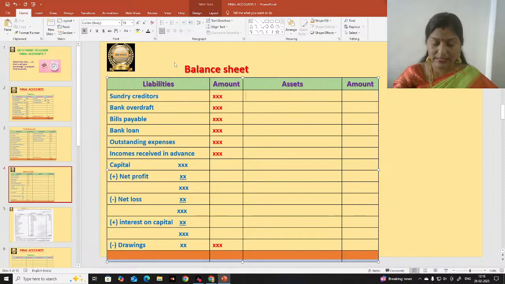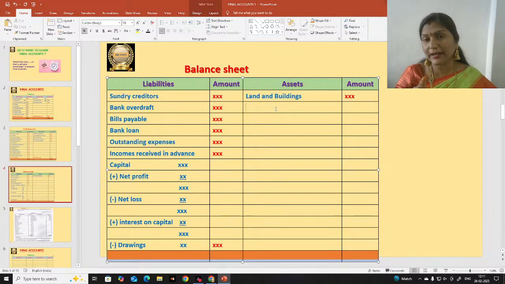Next, what are the assets? There are so many assets, but very important assets are, first one is land and buildings. So the amount we should record in the amount column. Next one is plant and machinery.